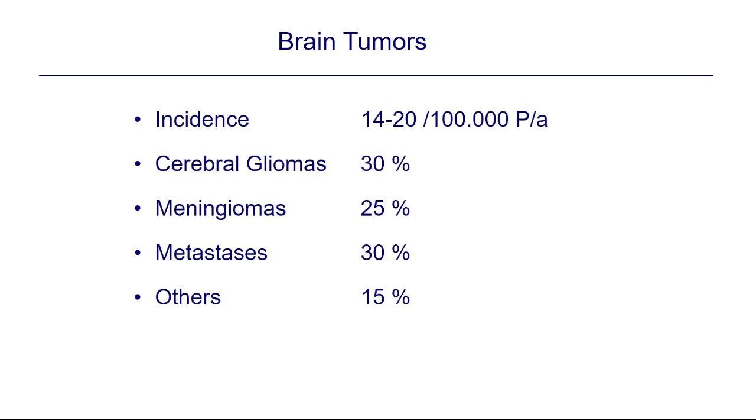Brain tumors arise with an incidence of 14 to 20 new cases per 100,000 persons per year, and among these, cerebral gliomas represent a fraction of approximately 30%. Other frequent tumor types are meningiomas and brain metastases, and the less frequent histological subtypes have a combined share of about 15%. In this webinar, I will focus mainly on cerebral gliomas, but I will also address imaging of brain metastases.